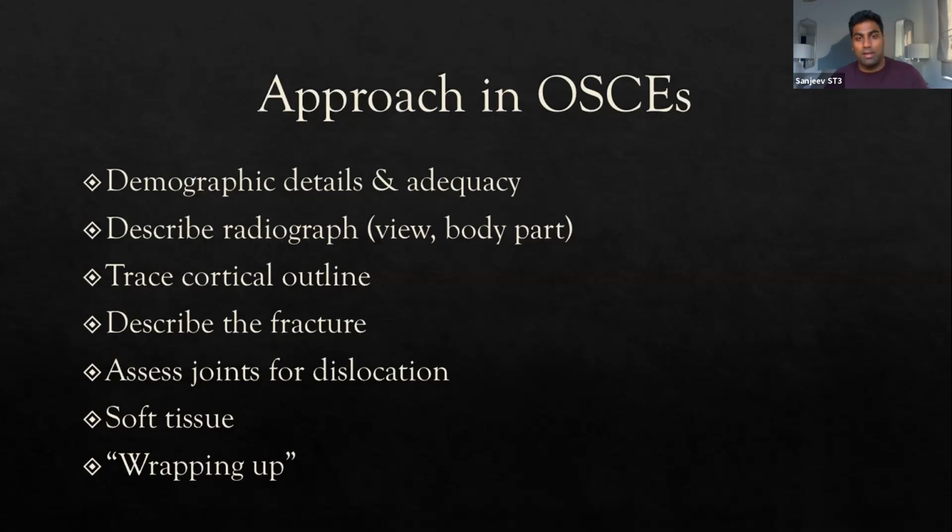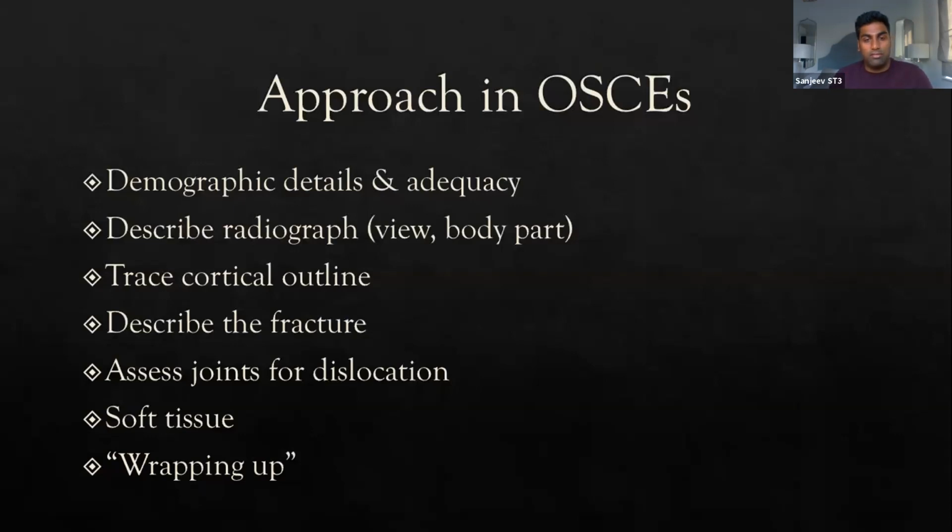So all chest X-rays are either PA or AP, it's very simple. Whereas in MSK, you do have to have some idea of where you're looking at the body part. So for example, you may say this is a lateral view of the tibia or an AP view of the humerus. And it's really important to have that little phrase to show that you know how to look at an MSK plain film.